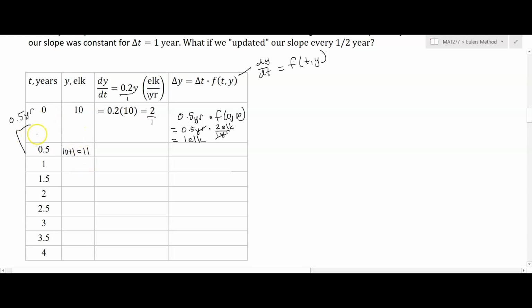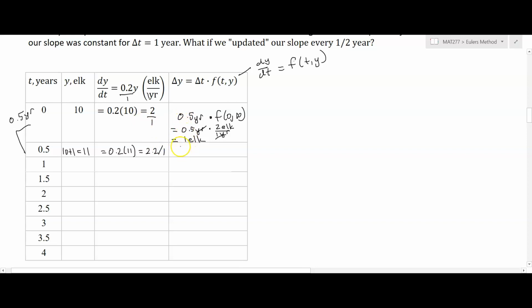Again, that's only half the time, so I should only gain half the elk. Now I'm going to repeat the same process. I'm going to calculate 20% of, but now it's going to be 11. That's going to be 2.2 elk per 1 year. Again, that's 2.2 over 1.